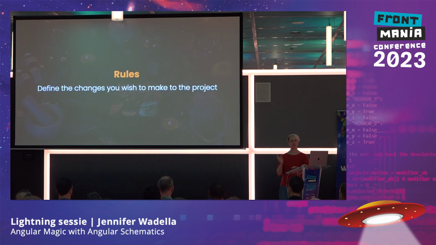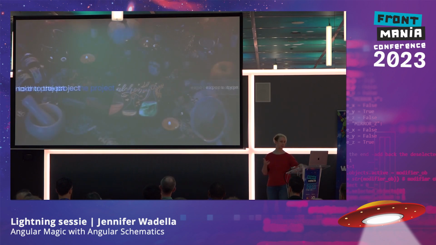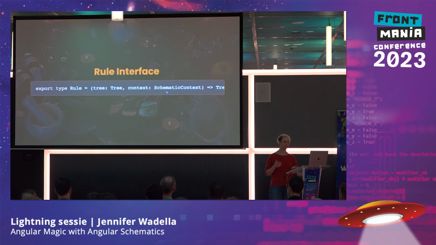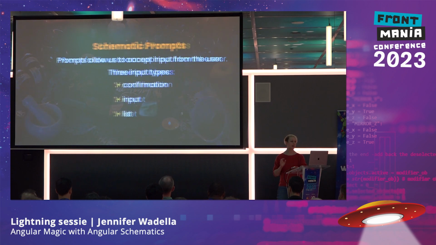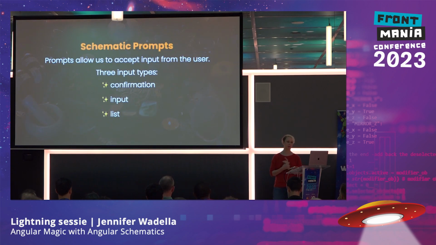We've got rules. These are the changes that we wish to make to our project. Our rule interface is going to look like this. I'm not going to go super in depth into it. I haven't had to really dive in and understand that much from the rule interface to get what I needed done. And then we have our different schematic prompts.